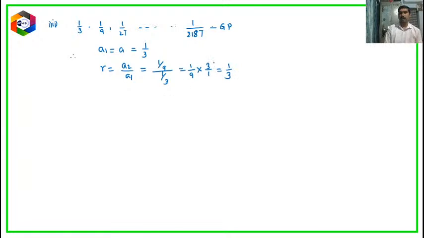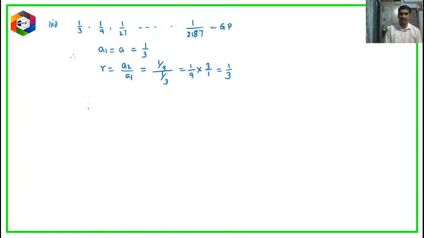Again, whenever it is given as GP, the first thing, as I said, the first term A1 is equal to A, which is 1 by 3, and the common ratio R is equal to A2 by A1, which is 1 by 9 divided by 1 by 3, which is 1 by 9 into reciprocal 3 by 1. 3 3s get cancelled, which is nothing but 1 by 3. So once again, 3 1s are 3, 3 3s are 9, which is equal to 1 by 3. Now we know the A value and we know the R value.